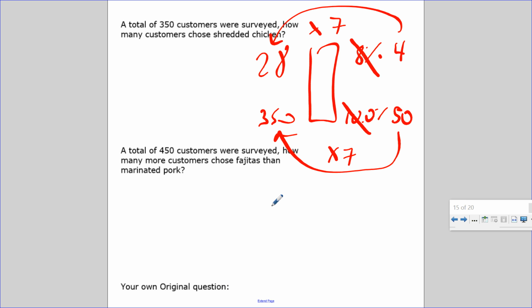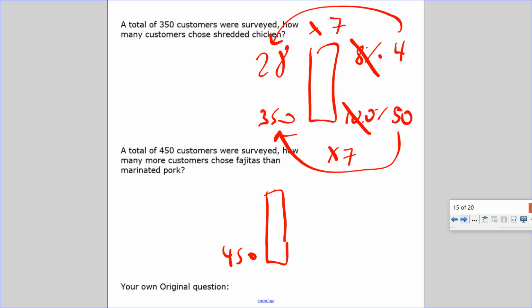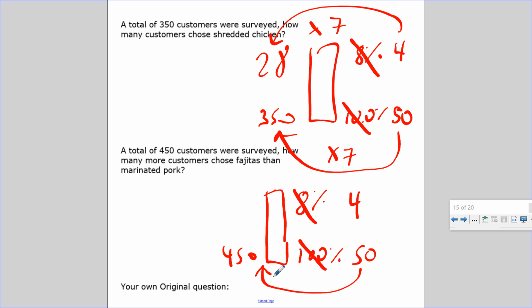A total of 450 customers were surveyed. How many more customers chose fajitas than marinated pork? 8% more people like fajitas than marinated pork. So we'll put 8% right here out of 100%. 8% more. Can 100 go into 450? No. Can 100 go into 8? No. Let's break this down to 4 and 50. Now, how many 50s go into 450? Times 9. Times 9. That means 36 more customers chose fajitas than marinated pork.